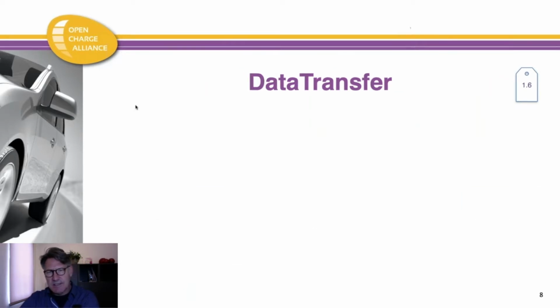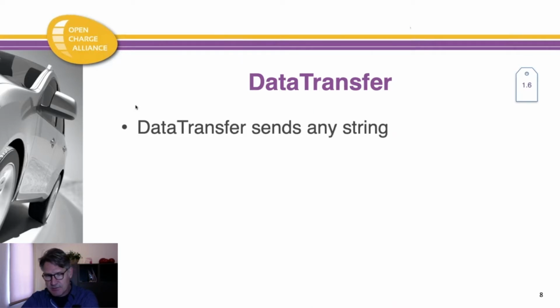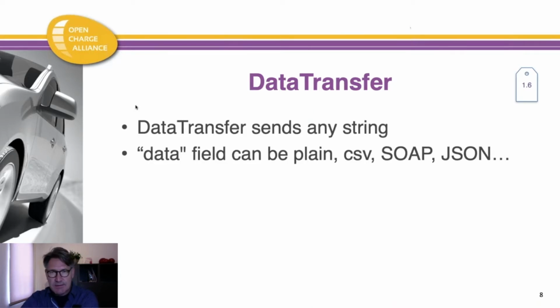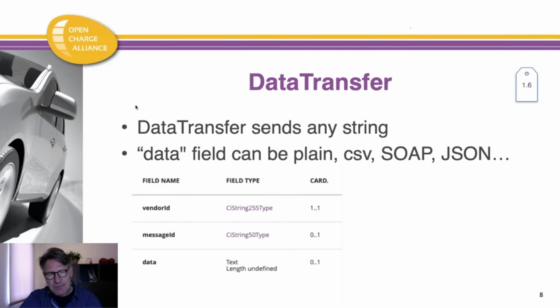Well, the other option was the data transfer. And data transfer is basically the workhorse for customization, because you can literally do anything with it. Because data transfer sends any string, and the string, the data field in it, can be plain text, can be a list of comma-separated values, it can be SOAP, it can be JSON. You define it. But of course, the other side has to know what's in it, so it has to know what customization you're using. So this command therefore contains 3 parameters.